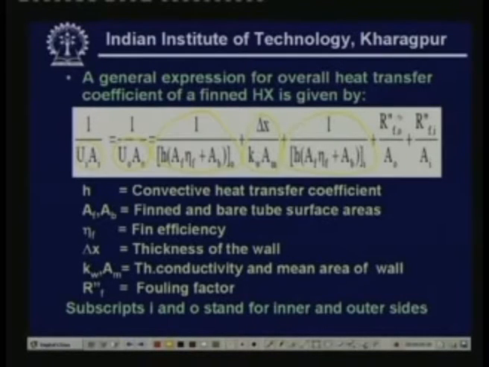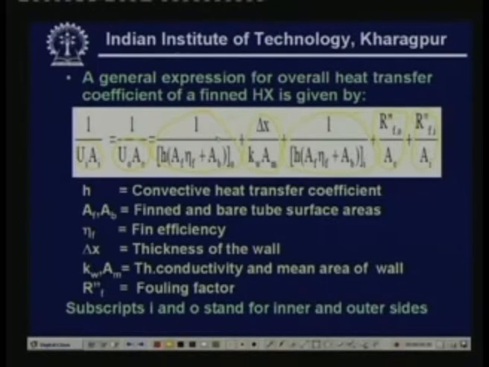Then we also can have the resistance due to fouling on the outer surface and resistance due to fouling or scale deposition on the inner surface. So we have 5 resistances, 1, 2, 3, 4, 5. These 5 resistances are in series. So in order to calculate the overall heat transfer coefficient, we have to add up all these resistances and we have to invert it.